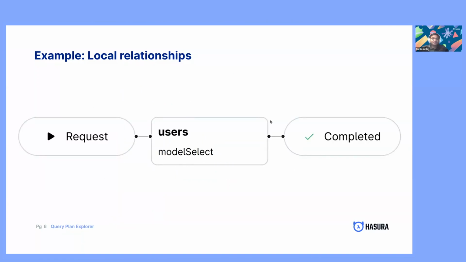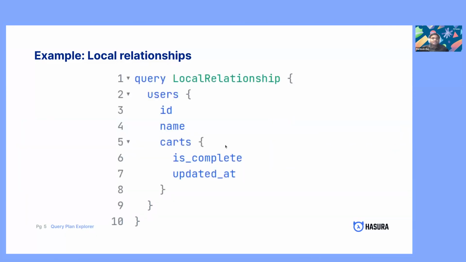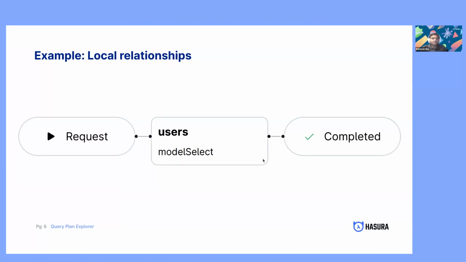You can see that it only has a model select, because the local relationship is actually handled by the data connector. So what the Hasura V3 engine will do is just create a query and send it to the data connector. You can click on this model select and see what that query is and what the actual execution plan and SQL query are. If it is backed by the Hasura Hub data connector, then you can see the execution plan and the SQL query, and you can also analyze the SQL explain.